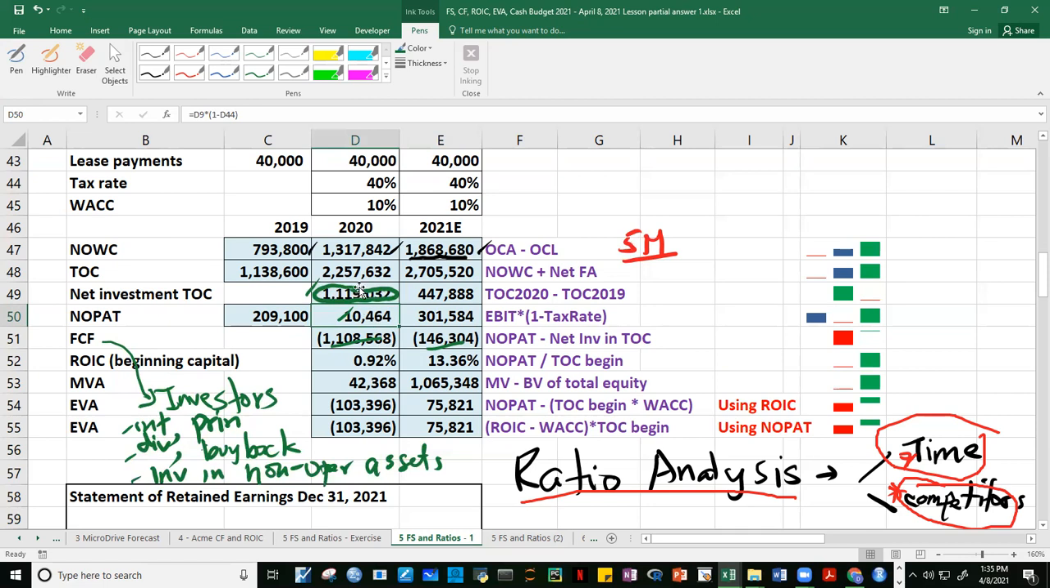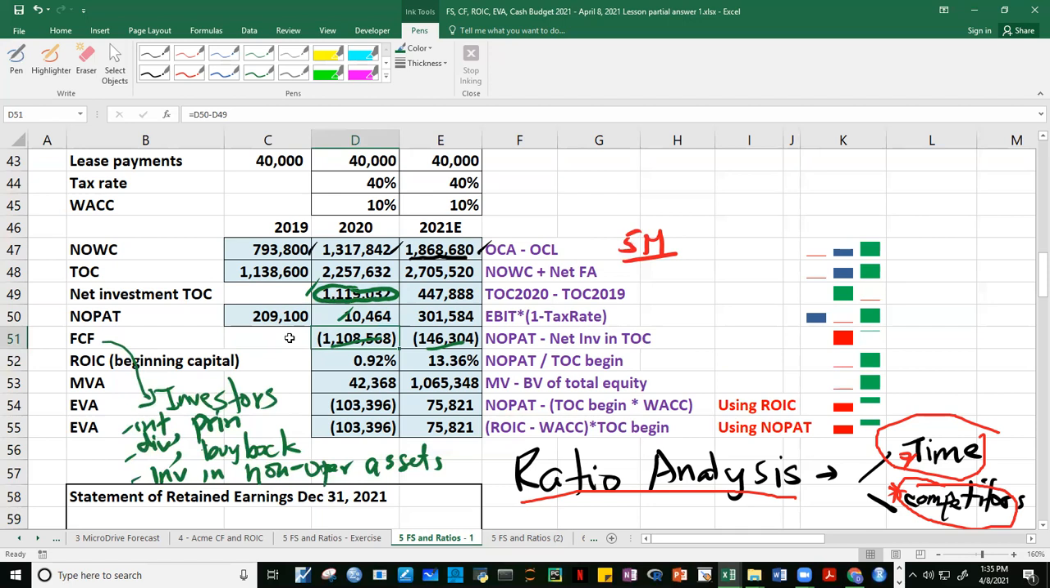Na-exacerbate lang yan ng malaki yung net investment. But this is not bad, guys. Yung malaking net investment in total operating capital, it's good. Kasi nag-i-invest pa yung company, putting more funds for the operations to run. Okay yun. So dito, masasabi natin na partly yes and partly no.